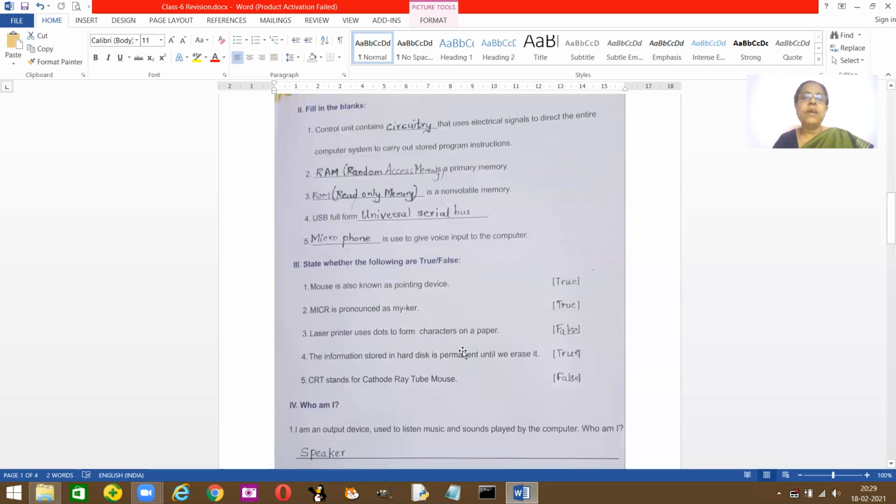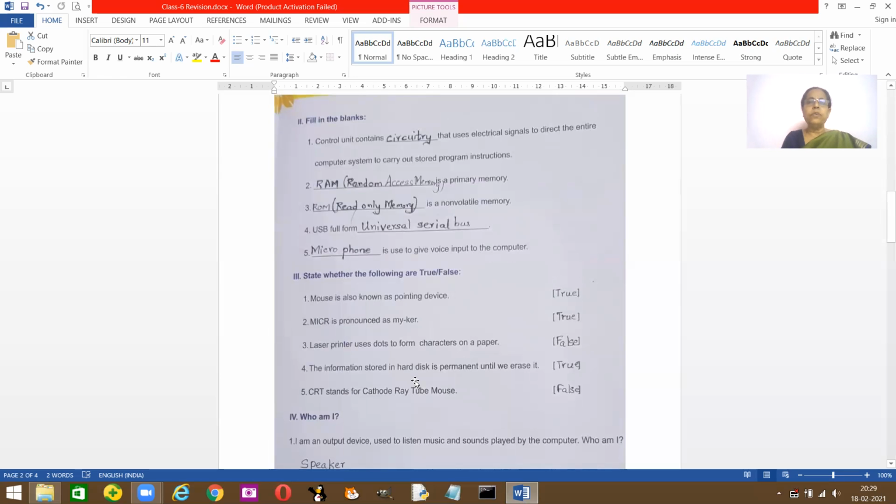The next page you have fill in the blanks. Control unit contains dash that is used for sending electrical signals directly to the computer system, and it helps to carry out stored program instruction. It is the circuitry that the control unit contains, used for electrical signals, and it directs the entire computer system to carry out all the stored programs through instructions.